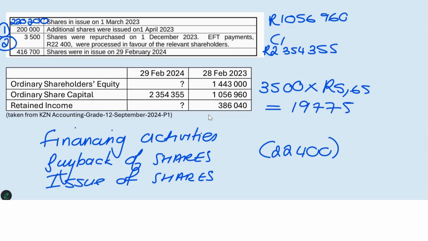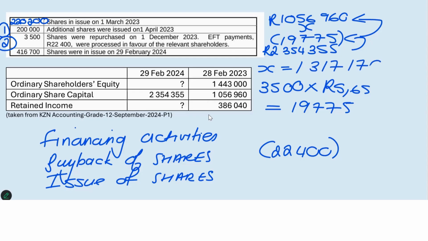So that was the money spent in our ordinary share capital note based on just the average price per share, because this money comes particularly out of ordinary share capital. So now we have the ability, by working backwards, to calculate that X value. You start with 2,354,355. You then add back the money spent on the buyback of shares from ordinary share capital, and then you minus the opening balance of 105,690. That gives you 1,317,170. So that's the money raised through the issue of new shares.